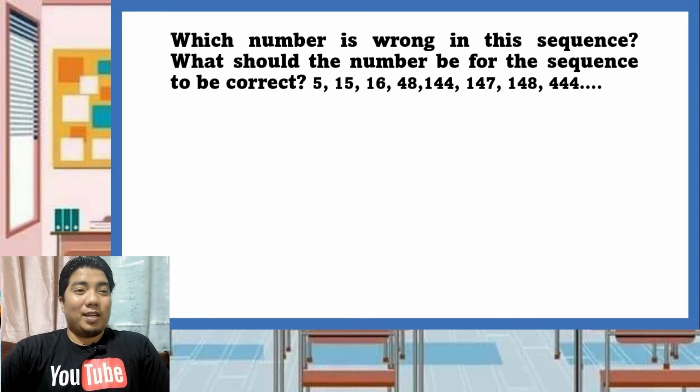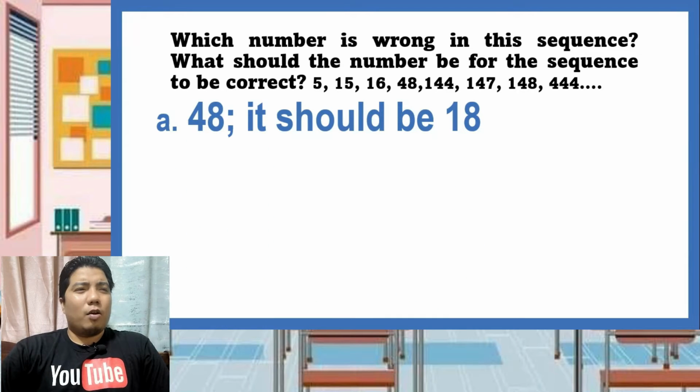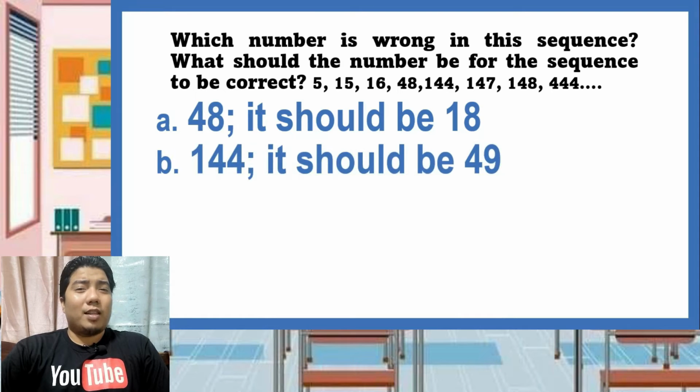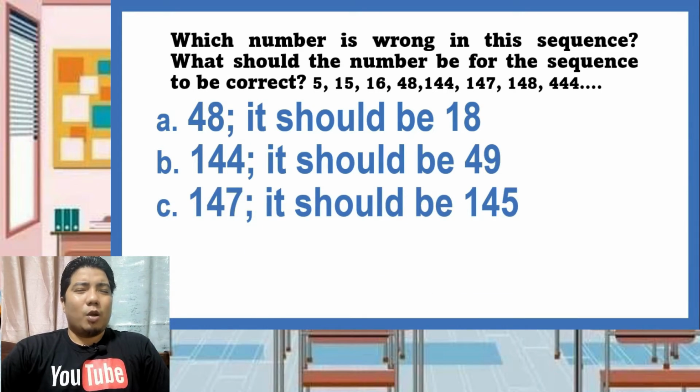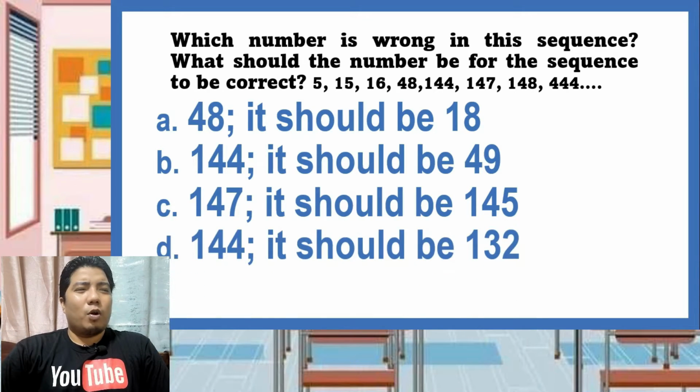5, 15, 16, 48, 144, 147, 148, 444, and so on and so forth. Is it A, 48, it should be 18. B, 144, it should be 49. C, 147, it should be 145. Or letter D, 144, it should be 132.